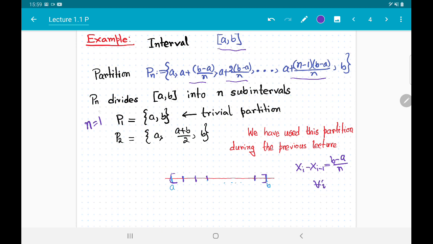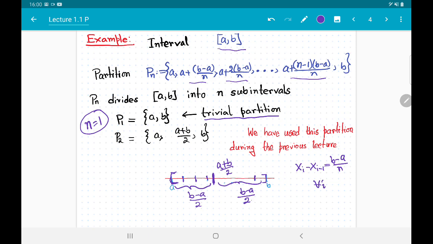Now let us look at a trivial case where n is equal to 1. So we have n plus 1 points, so only the 2 endpoints of the interval, and this gives us no extra point inside the interval. So the interval after partitioning remains as it is. We will call such a partition a trivial partition. For n equal to 2, we will just have to choose the middle point. So this point is given by (a plus b) by 2. This point divides the whole interval into two equal parts of length (b minus a) by 2 each.